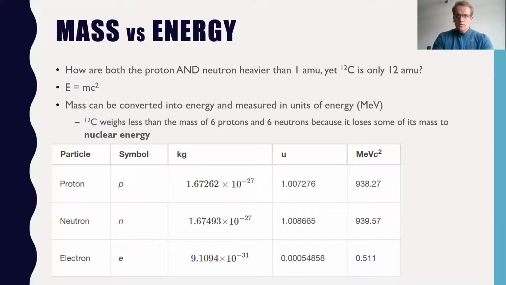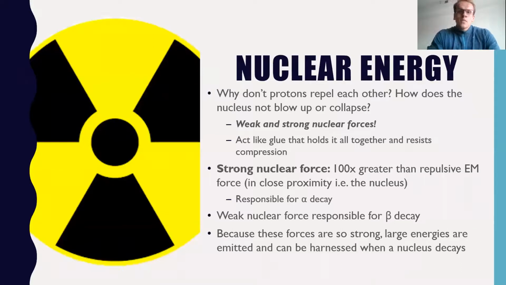converted to energy, which we learned from Einstein's E=mc² equation, the energy that's used to hold these nucleons together it comes from the mass. So mass can be converted into energy and measured in units of energy. So carbon-12 weighs less than mass of 6 protons and 6 neutrons because it loses some of its mass to nuclear energy. And then we see here as well that the electrons are incredibly, greatly smaller than either of the nucleons. So nuclear energy is obviously a very important topic today.